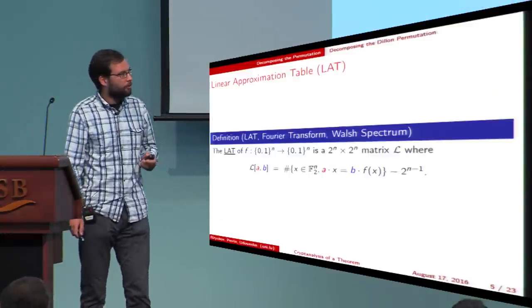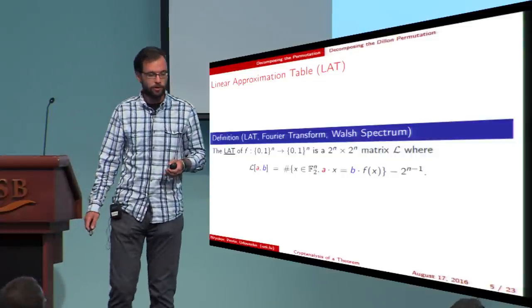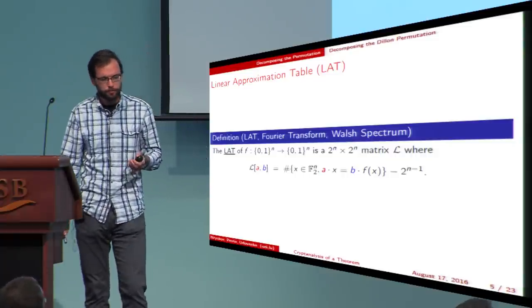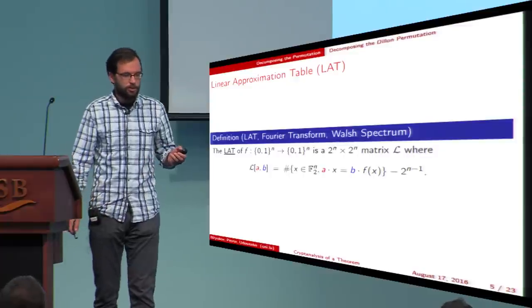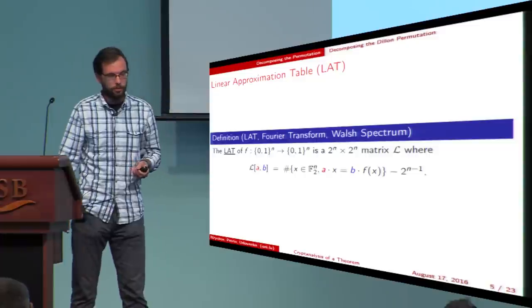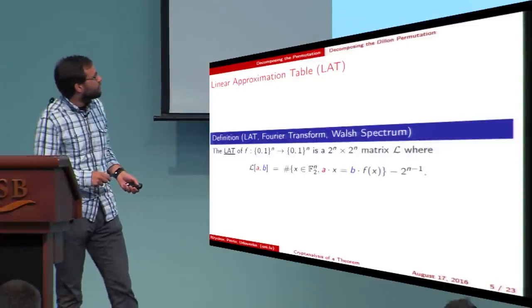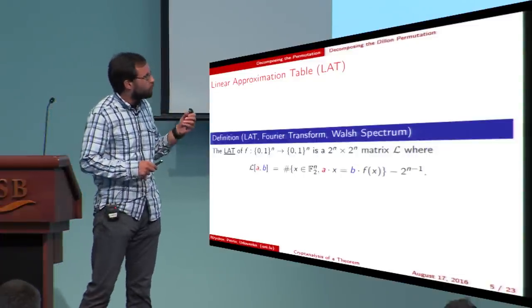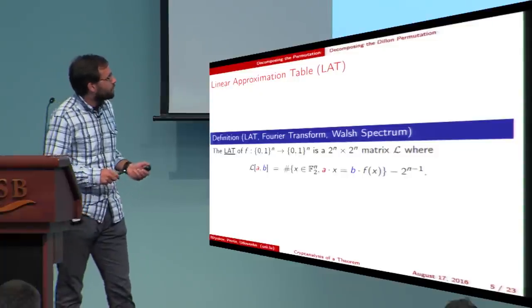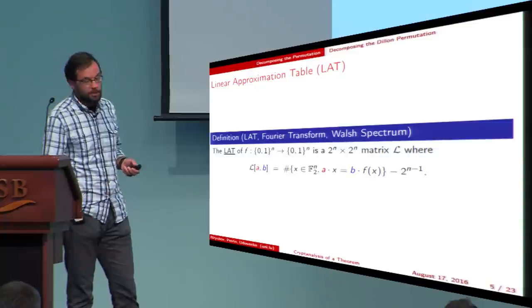So to introduce the methods, I recall the definition of the linear approximation table, or LAT, of a function. It's very similar to the DDT, but instead of difference approximation, we use linear approximation, which is defined by a linear input mask A and output mask B. And the dot defines a scalar product.